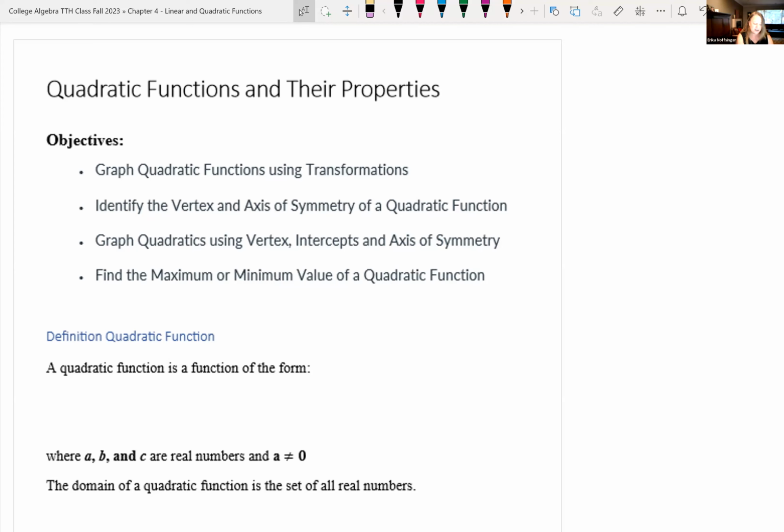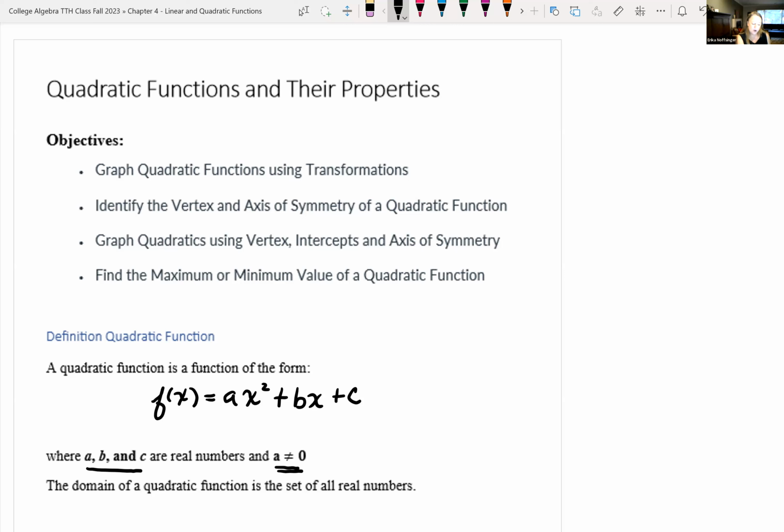A quadratic function is in the form f of x is equal to a times x squared plus b times x plus c, where a, b, and c are real numbers. And we have to put a stipulation on that: a cannot be 0. If a was 0, then we would just have the equation f of x equals bx plus c, which is not quadratic anymore, it's linear.